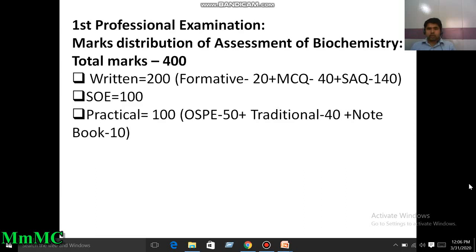In renal biochemistry, the important questions that are very, very important for your written and Viva are: What are the functions of the kidney? This is a basic question. What are the autoregulation of renal blood flow? Difference between extracellular fluid and intracellular fluid. Define glomerular filtration rate. What are the factors that influence glomerular filtration rate?